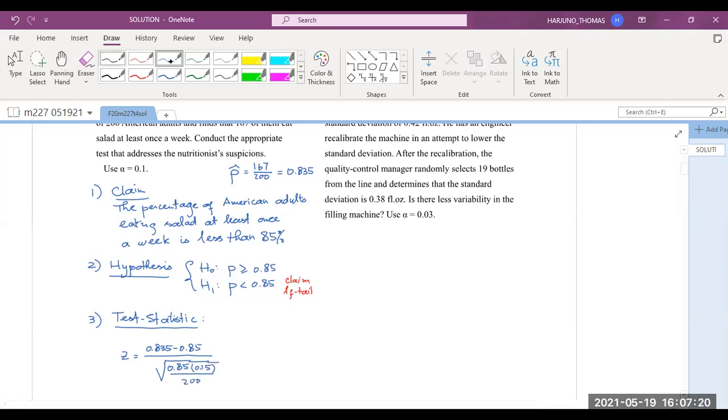Now, because the P is 0.85, then the Q will be 1 minus that. Okay, now I will use my calculator. I get negative 0.594088809.